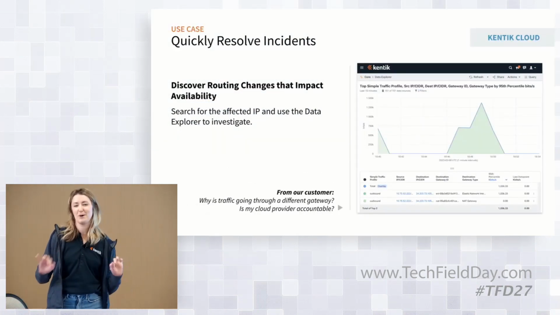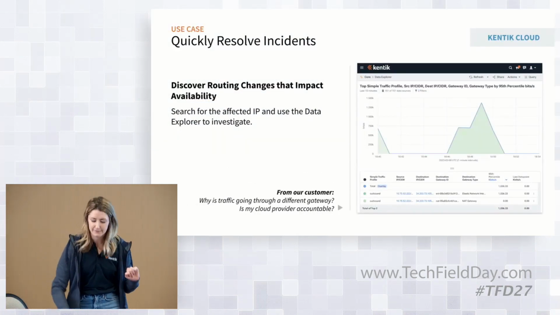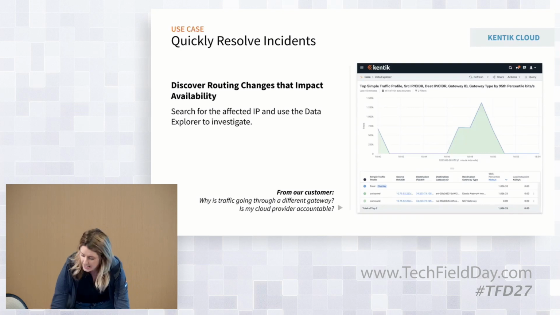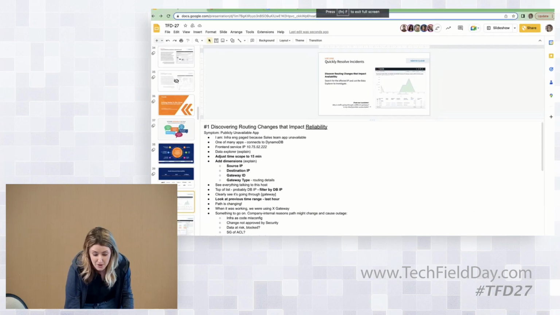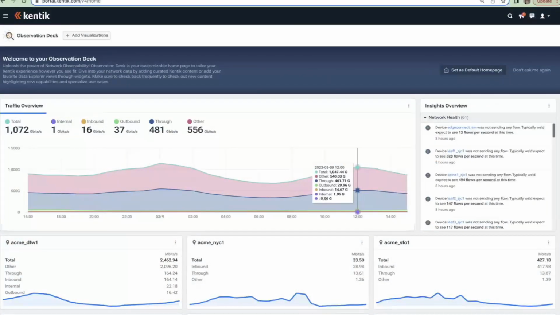I want to first talk about quickly resolving incidents, and I'm going to give you a little scenario, and I'm going to talk through it. So I am an infrastructure engineer. And I was paged because the sales team's app is unavailable. And this is one of many, many, many apps that I manage. I see myself as an internal service provider, and I have a bunch of different development teams who are pinging me, sending me tickets when things go wrong.